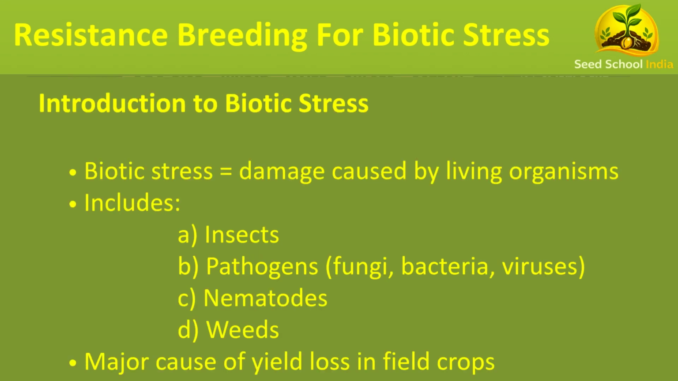Biotic stress refers to damage caused by living organisms such as insects, pathogens, nematodes, and even weeds. In field crops like rice, wheat, cotton, and pulses, these stresses can reduce yield drastically, sometimes up to 30 to 40%, or even more under severe conditions. For example, fungal diseases like rust in wheat or blast in rice can spread rapidly under favorable conditions, leading to significant crop losses. Understanding these stresses is the first step towards managing them effectively.